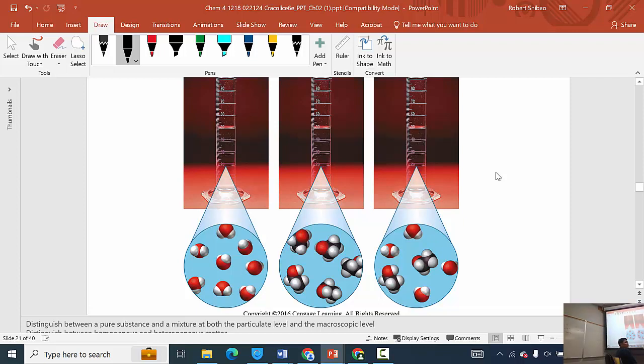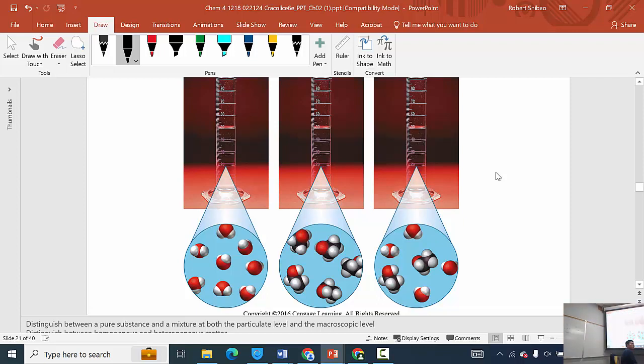I can try filtering it out, but is there a filter that's small enough to capture the ethanol, but big enough to let the water molecules pass through? Is there such a filter? And actually the answer is yes. People have developed filters that are so small we call them molecular sieves. With these molecular sieves, they try to capture the big molecules and let the small molecules pass through. So that's one way you can try to do it.